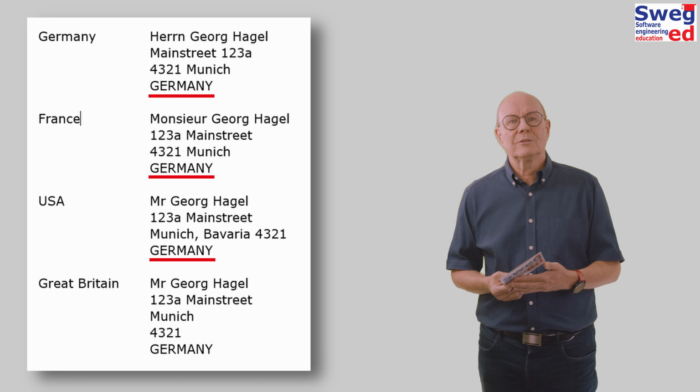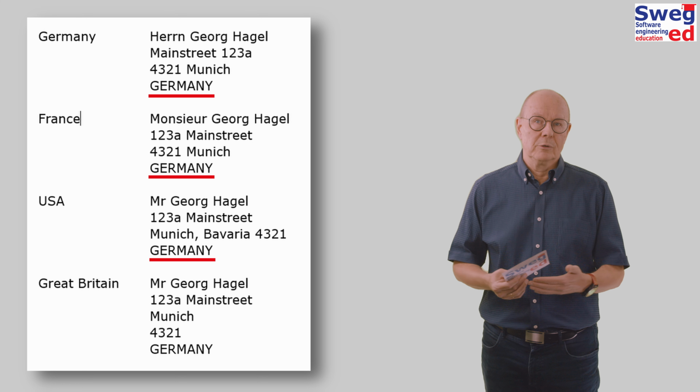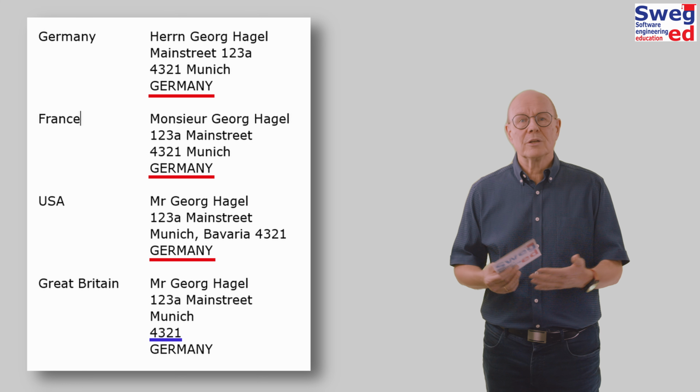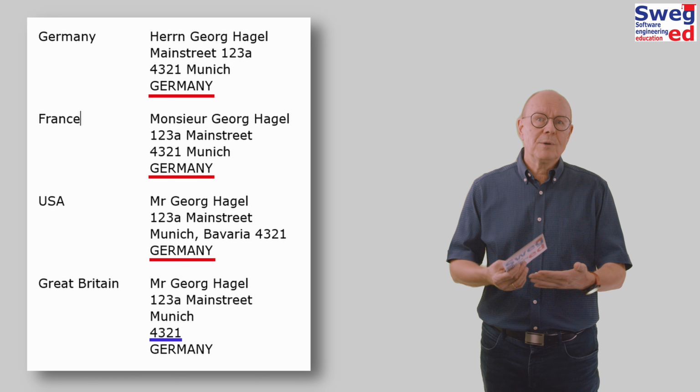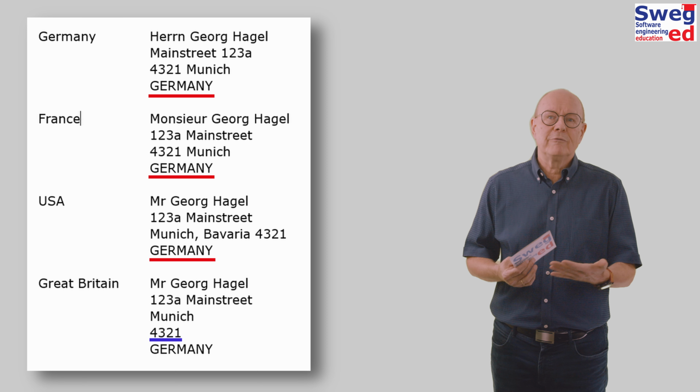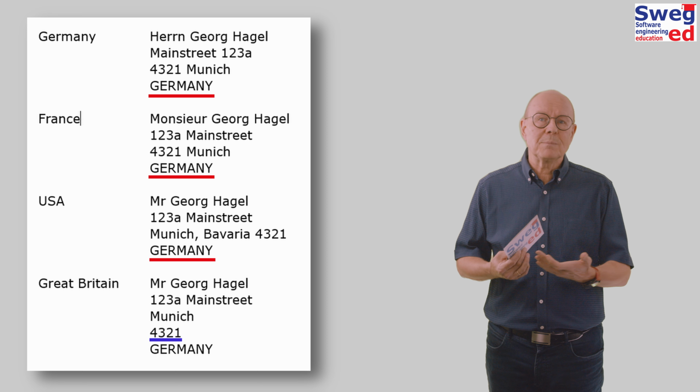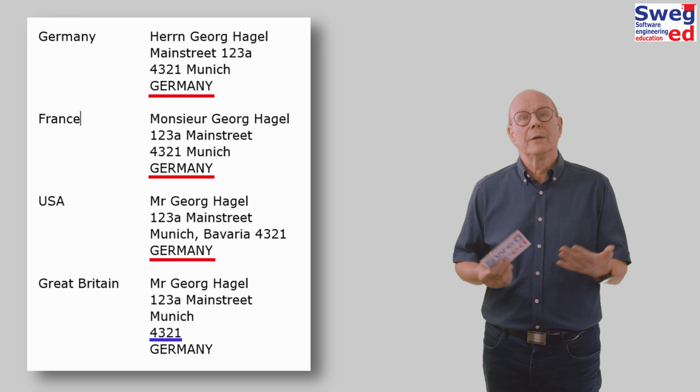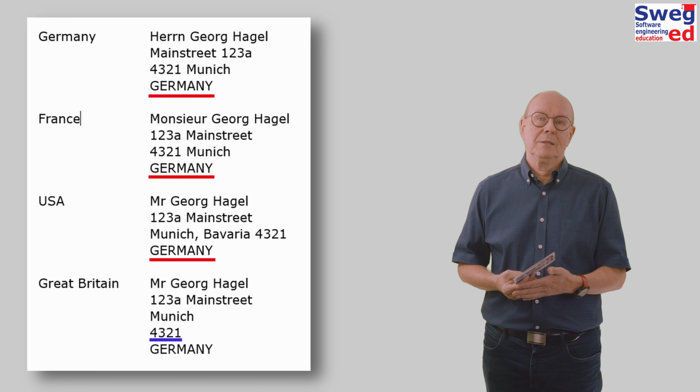The same logic applies to line 4. Most countries use the country as line 4. But English addresses use the zip code. So buildLine4 also goes in address builder and is overridden in the English address builder.